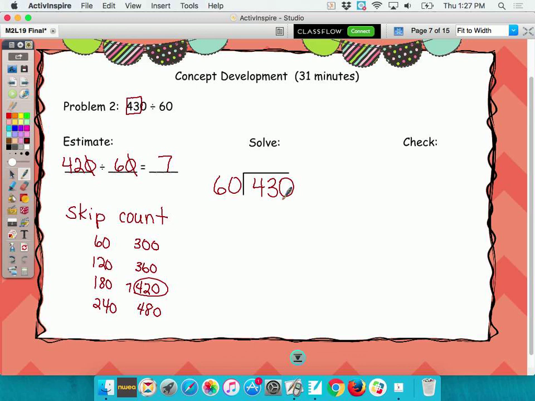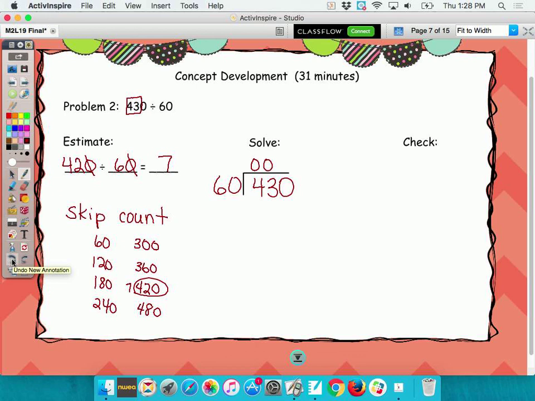Are you ready? Will 60 fit into 4? No, it's way too big. Okay? Can I make a group of 60 out of 4? No. Can I make a group of 60 out of 43? No. 430 you can. So I need 2 zeros. Here's what I want you to look at. Look at your divisor. Look at the first 2 digits. 60 is still too large. Okay?